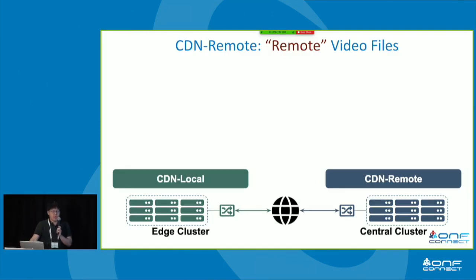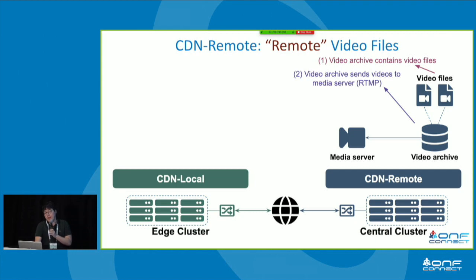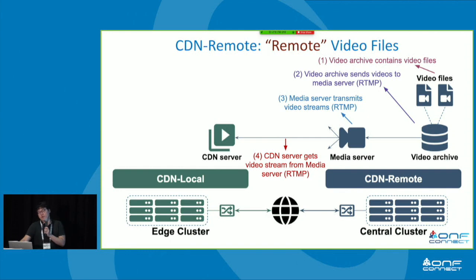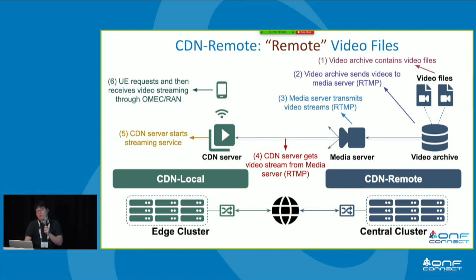So we have two scenarios. The first one is to play the remote video files. So here we have a video archive. The video archive, of course, has some video files, and this video archive transmits some videos to the media server by using the RTMP protocol. Then the media server finally transmits this stream outside, also with the RTMP protocol. Then in the CDN local, the CDN server pulls one or some of those streams from CDN remote, and then the CDN starts streaming services. If the UE can access the CDN server through EPC and LAN, then the UE can play remote videos. That is the first scenario.